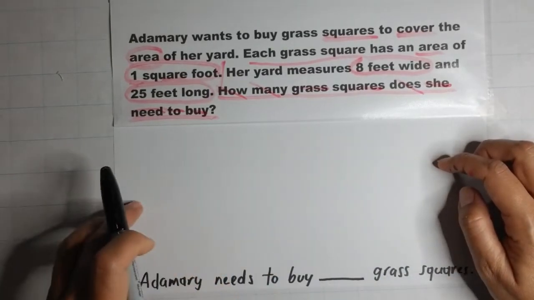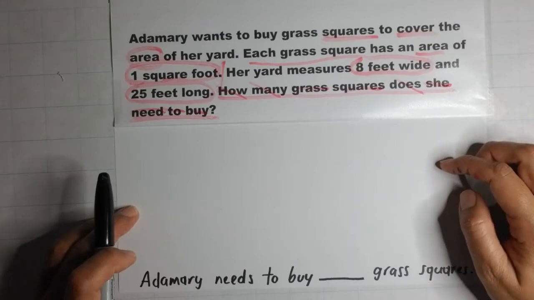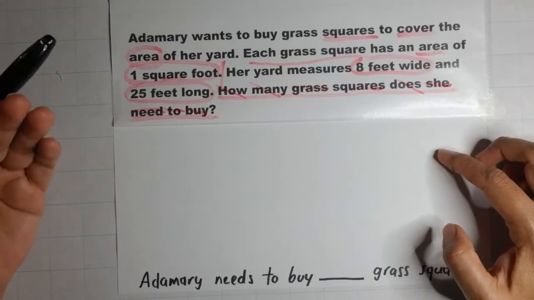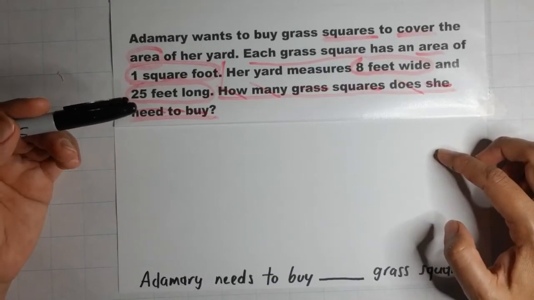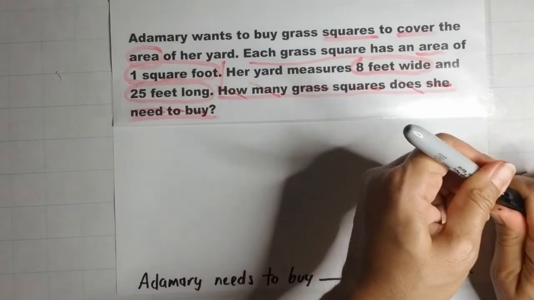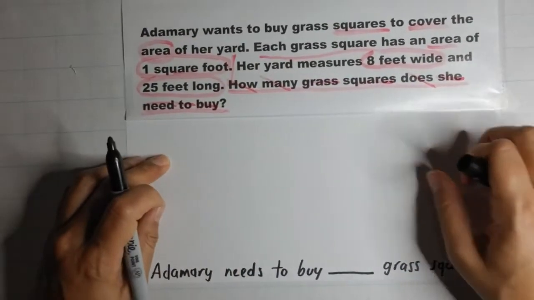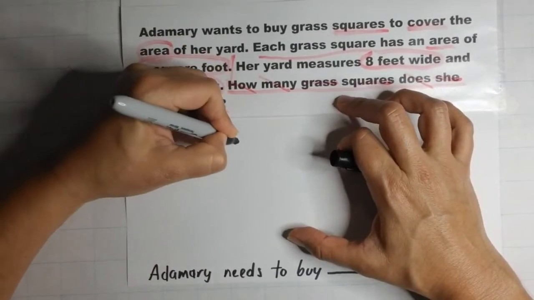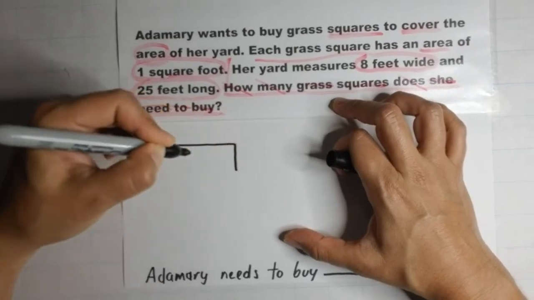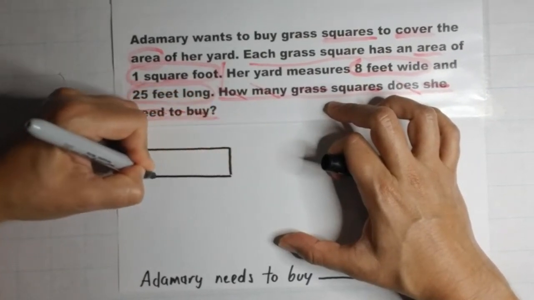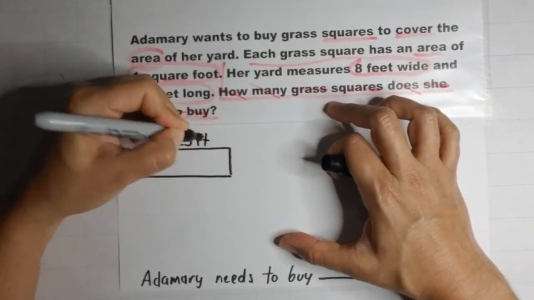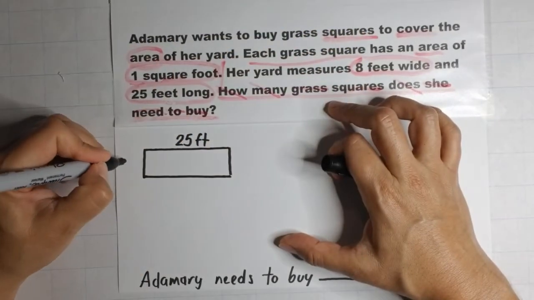This time I'm going to start doing my next step, which is to find a way to represent my problem. I'm going to use visualization, which is basically using your imagination to see what's going on in the problem. I can act it out, I can draw a picture, or I can draw a model. So this time I'm going to draw a picture of the yard, and I'm going to label the picture. It's always important to label the picture. So I know the longest side is 25 feet, and I know that the shortest side is 8 feet.